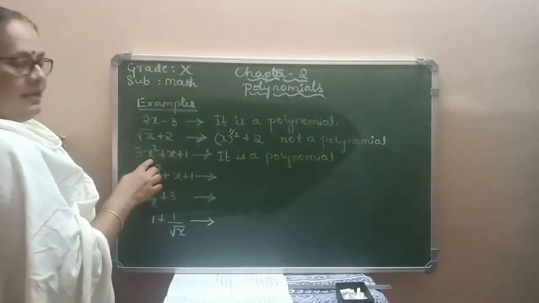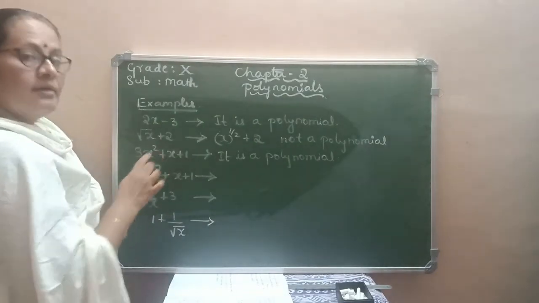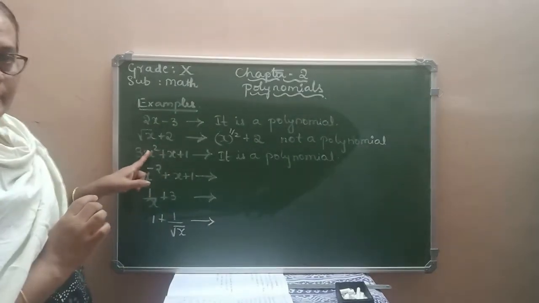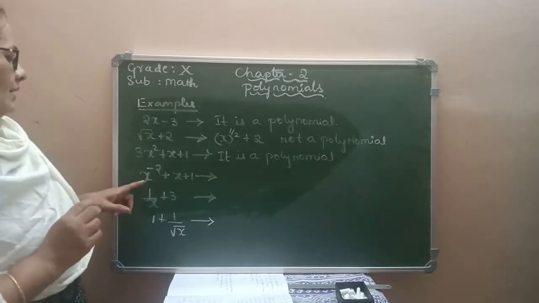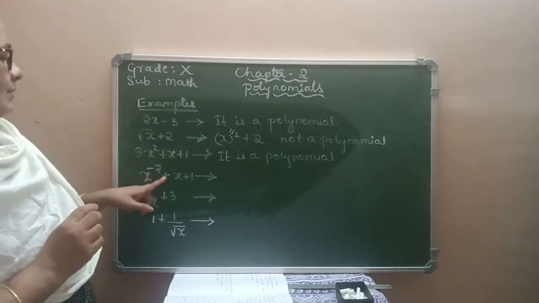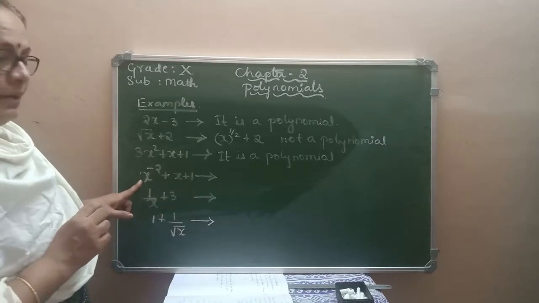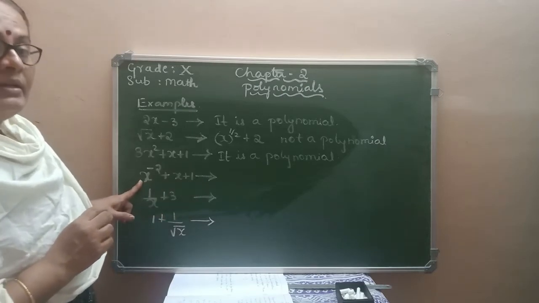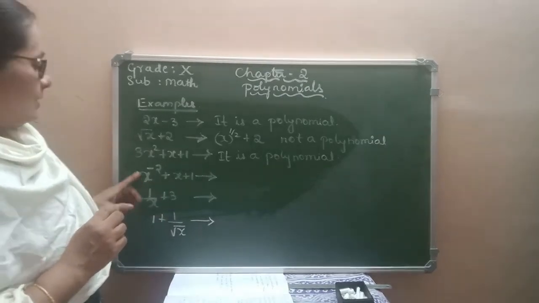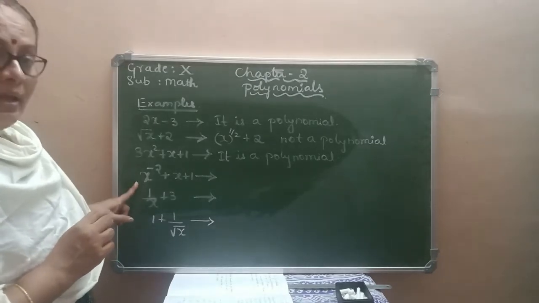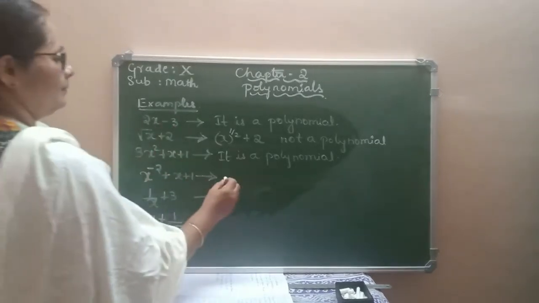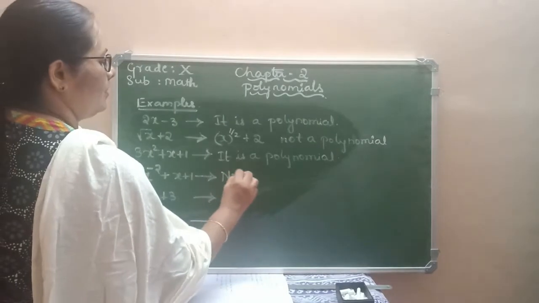Here the degree of the variable is 2, which is a positive integer. Then here, x to the power minus 2 plus x plus 1. Now here the power of the variable is a negative integer, so this is not a polynomial.